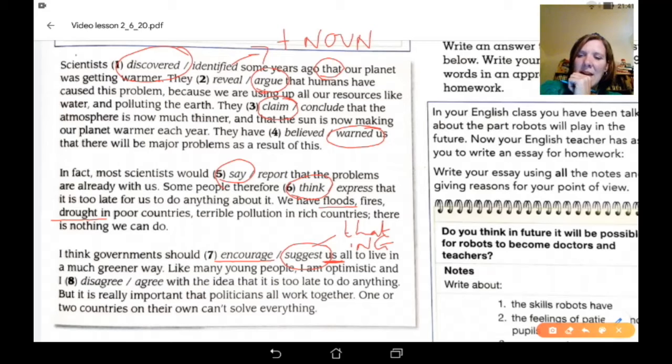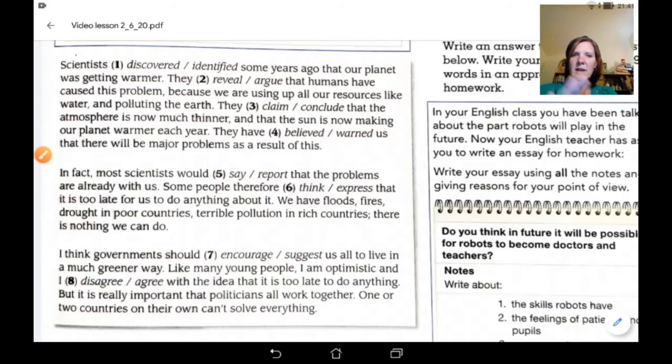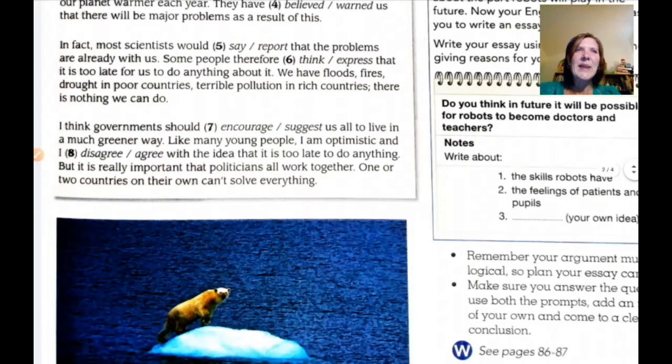And finally, in number 8, obviously here in this context, he's disagreeing with the idea that it is too late to do anything. Okay, I think that was everything for this particular exercise. Sorry, every time I want to turn off the pen, everything disappears, so you'll have to rewind if you need to see that again. I'm going to continue going down.